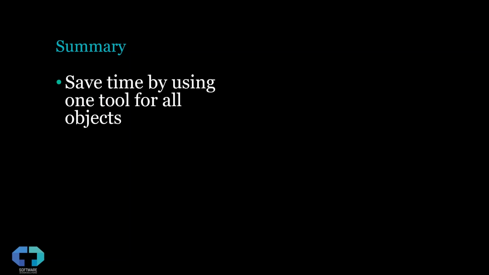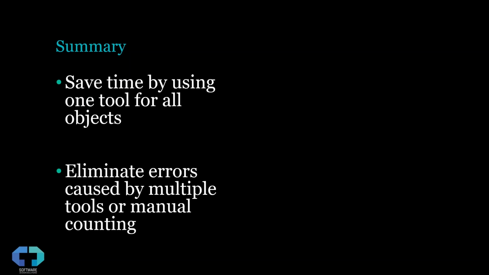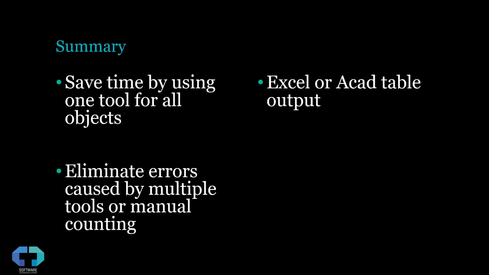So a summary of Data Wizard for QTO. We're saving a lot of time, not just by not manually counting, but by using one tool for all of our objects, right? We can do Civil 3D and AutoCAD objects. We eliminate errors, of course, by not using different tool sets. What if I use QTO Manager and then data extraction and then I manually count some stuff? I don't know about you, but you're asking for it if you're doing all these different methods. The outputs can be Excel or an AutoCAD table.